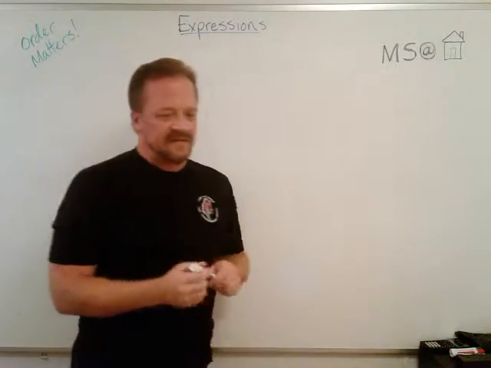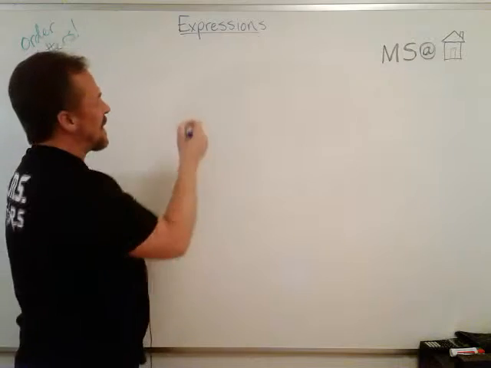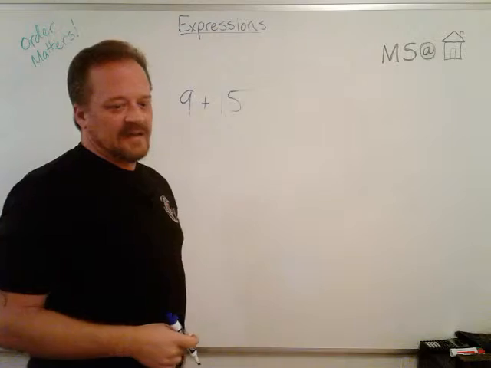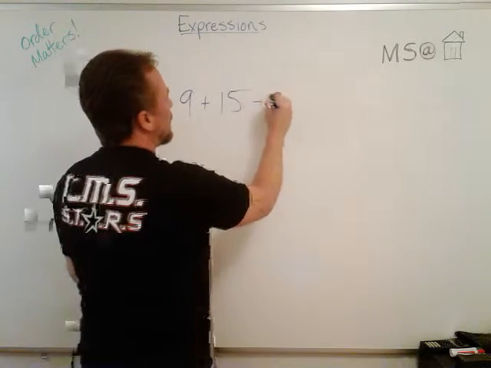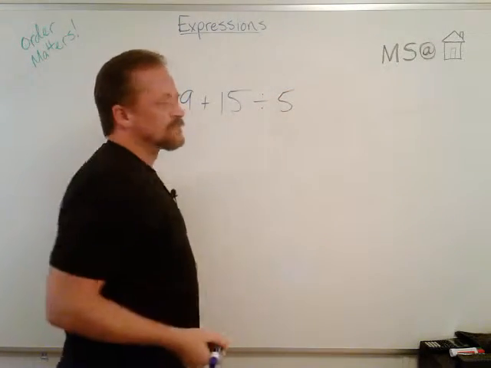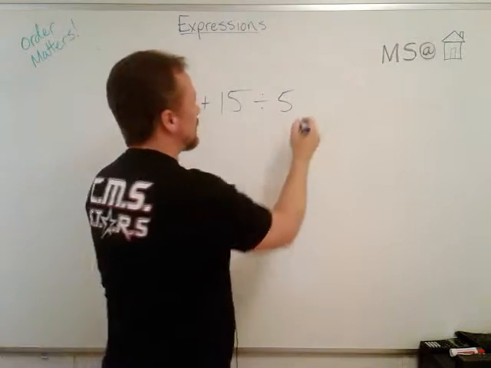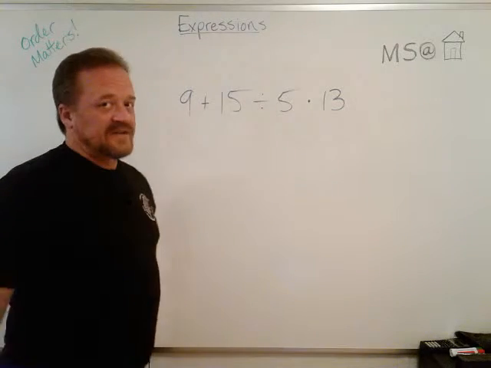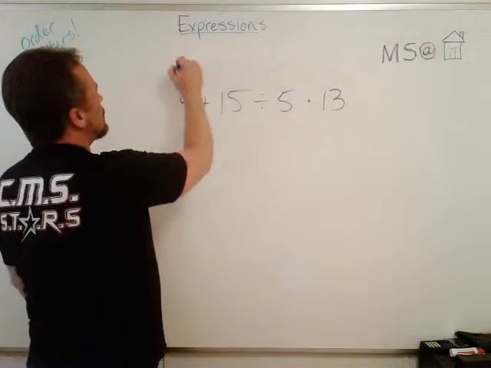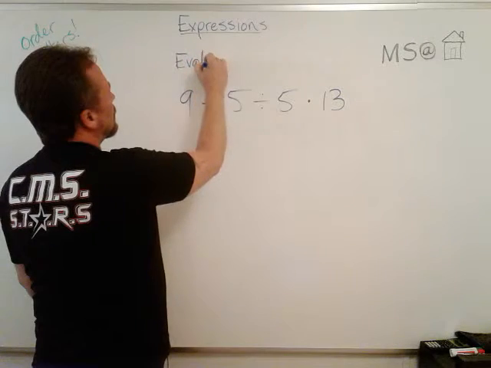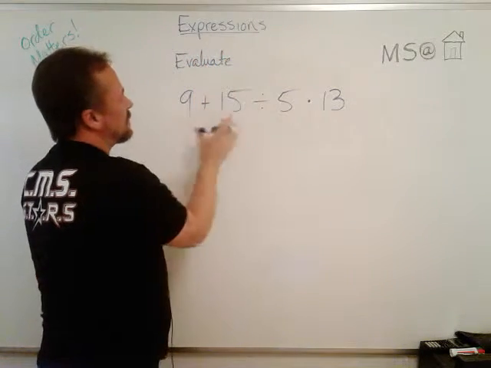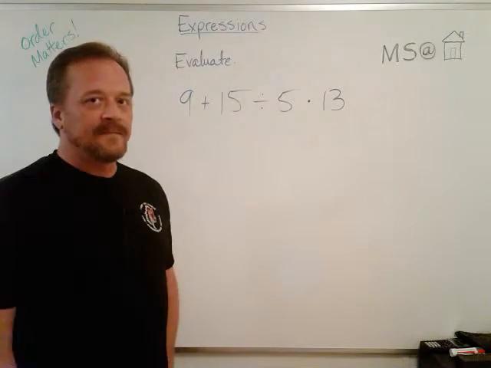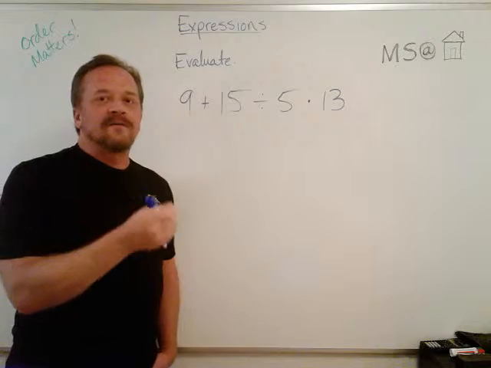Let's start with something relatively simple. Let's say I have an expression that says 9 plus 15, and then we divide by 5, and then we multiply by 13. This is a numeric expression, okay? I would like to evaluate it. In other words, bring this all together so I can see one value for this whole expression, okay? What am I gonna do first?